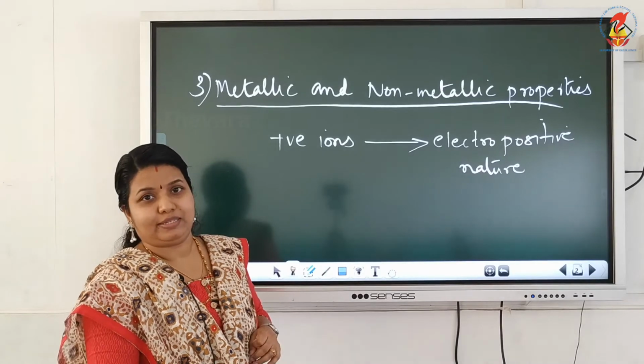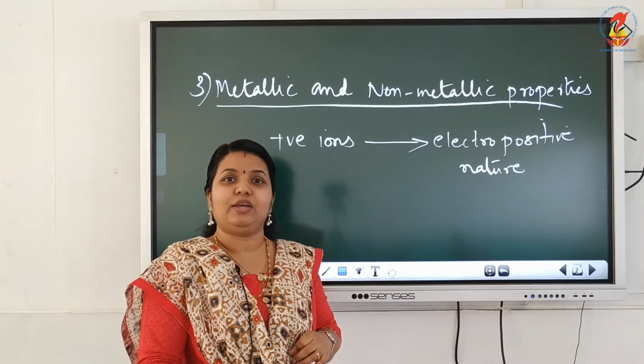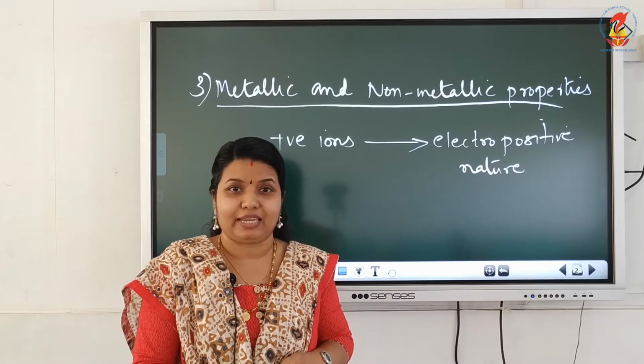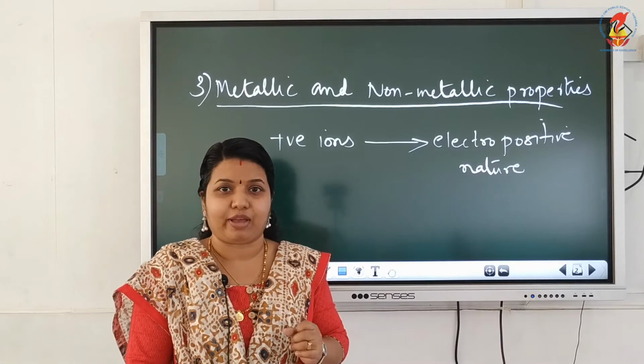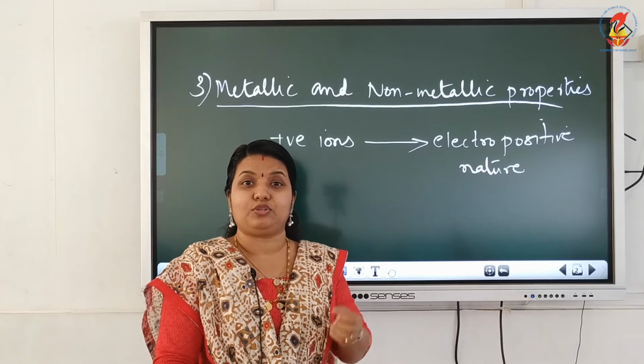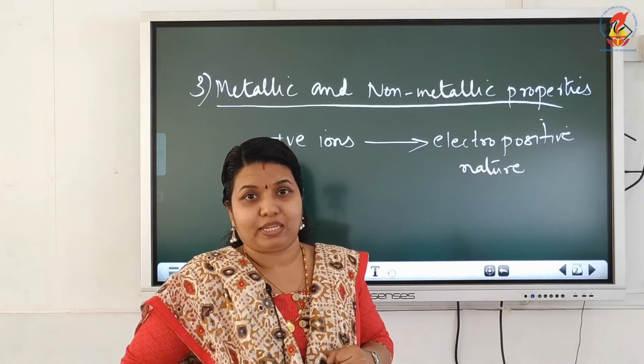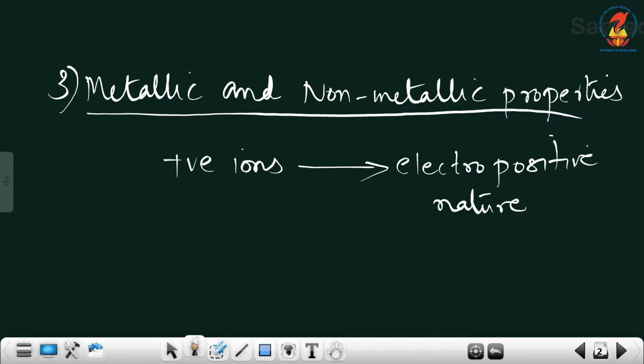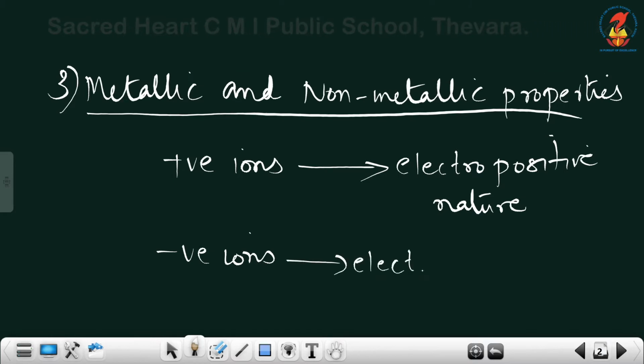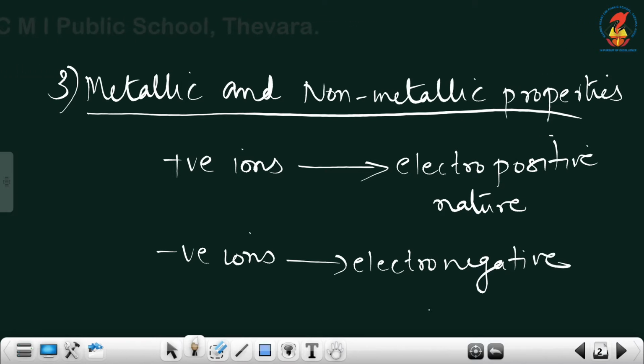Now, coming to non-metals. What is the general tendency of non-metals? Non-metals have a tendency to gain electron. Non-metals have 5, 6 or 7 valence electrons, so they have a general tendency to gain electron to get the configuration of the nearest noble gas. When electrons are gained, what type of ions are formed? Negative ions are formed. When electrons are gained, more negative charge is attained. This character is known as electronegative character. Non-metallic character is also known as electronegative nature or electronegative character.